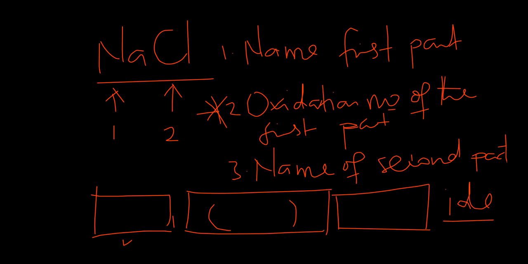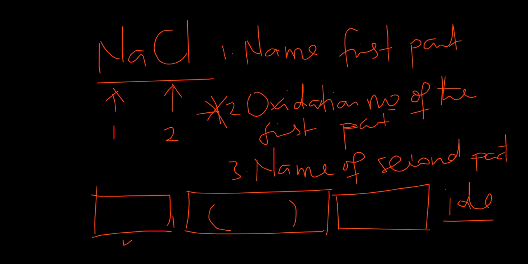So let me give you an example. If it is chlorine, then it would have to end with chloride. If it is fluorine, the ending will be fluoride. If the second part is sulfur, then the ending will be sulfide. If it is iodine, that ending will be iodide. I believe you understand this.